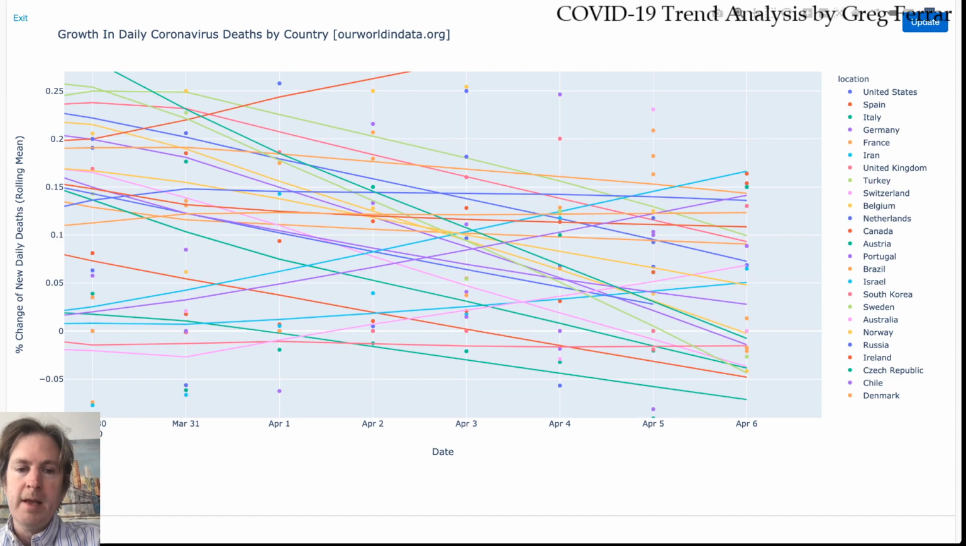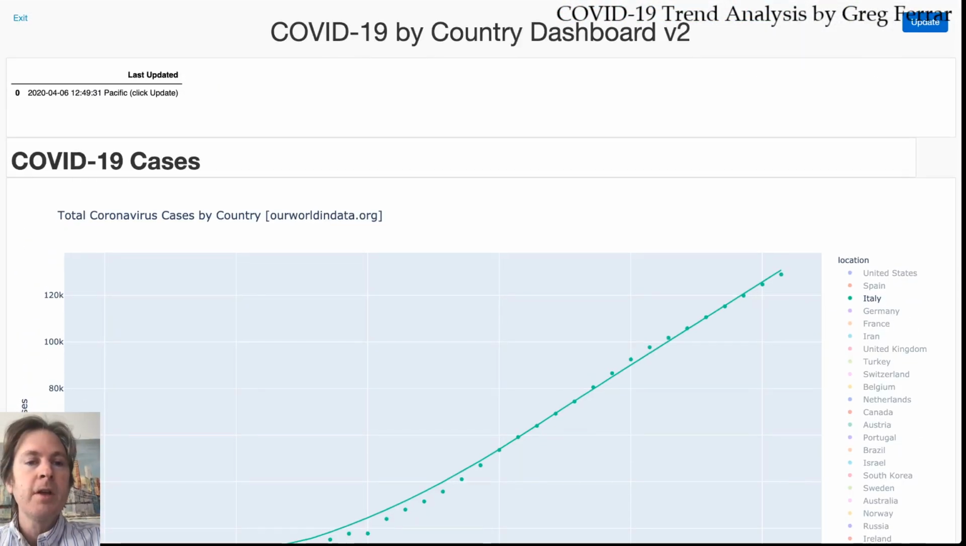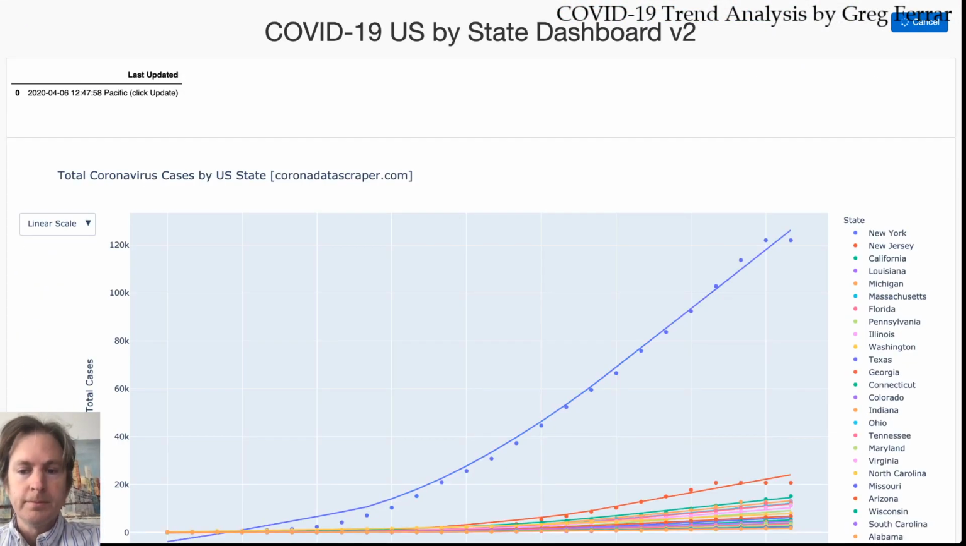But the nice thing in this graph, the trend that I see just eyeballing it, is that almost all of these are headed down. So almost all these countries are seeing a trend towards having fewer deaths each day. The growth in new deaths each day is dropping, and that's good news. So now I'm going to go on to the states. Those of you who are here for just the countries, thanks for listening. I'm going to the states of the United States.